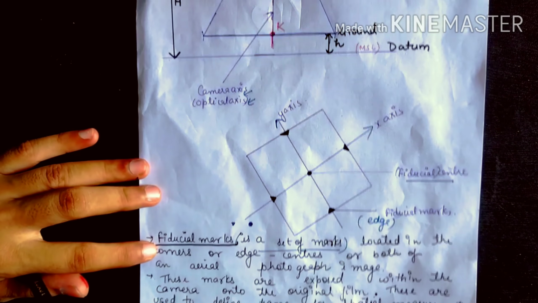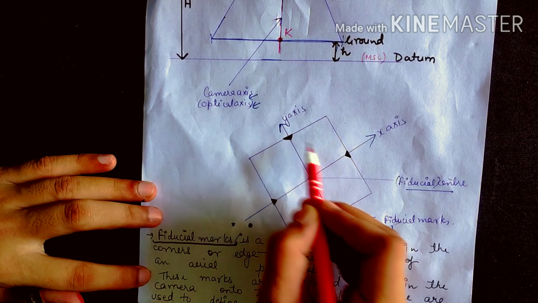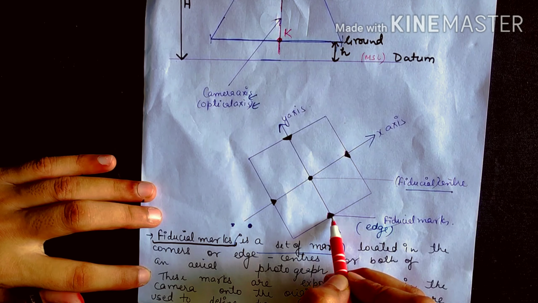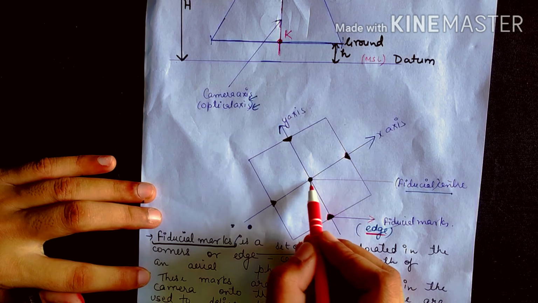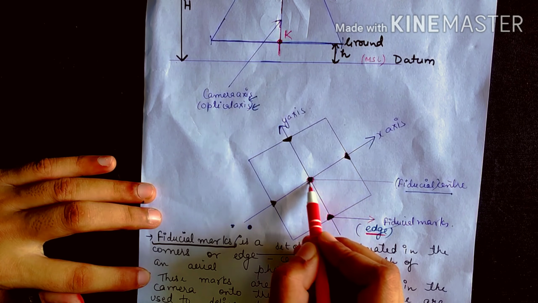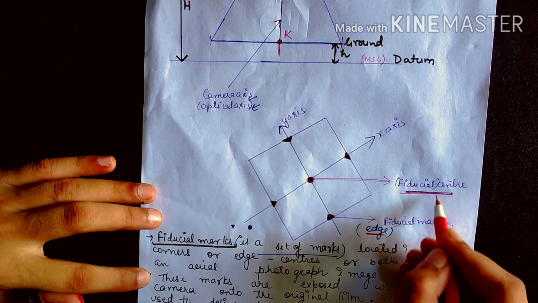Here, look at this diagram. Here you will see the fiducial mark. This small triangle is denoted as a fiducial mark. It is denoting the edge of the image. If this is in the form of a circle, then it denotes the fiducial center point.